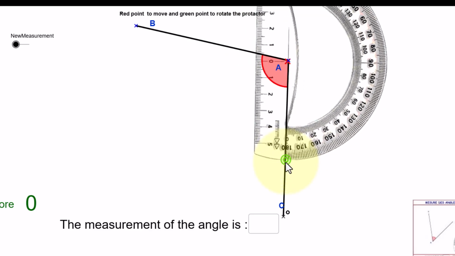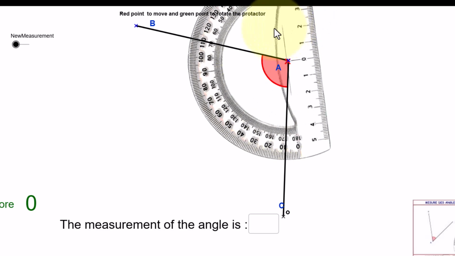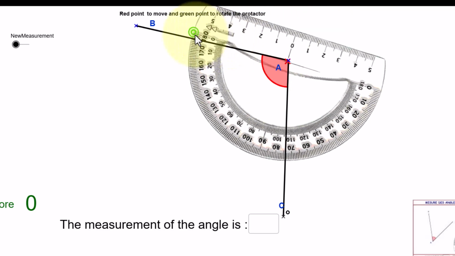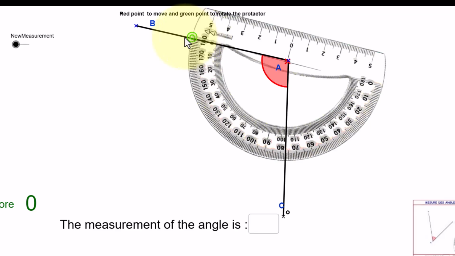If you see what I just did now, the arm is outside the angle, it's not inside. So I didn't get it right. I'll need to turn it to the other way. You see, so this is the correct way. So I need to put it like this now. You can see now it's correct. This 0 is on this arm AB.